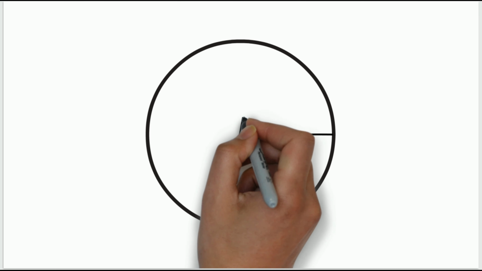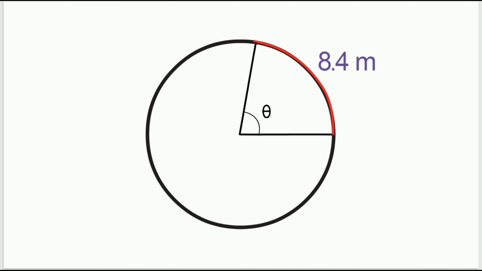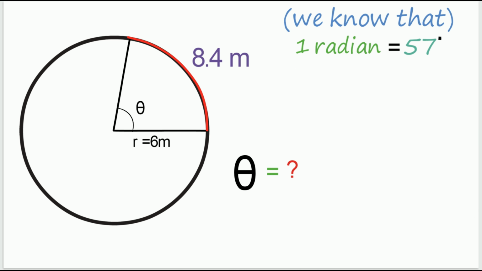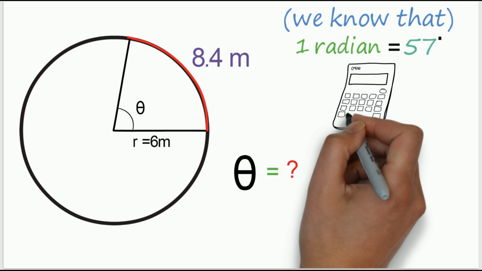So now that you understand what a radian and steradian are, try and answer these questions. Find the angle made by a setup where the arc is 8.4 meters and the radius is 6 meters. So the given entities are arc and radius. We know that 1 radian is 57.3248 degrees.